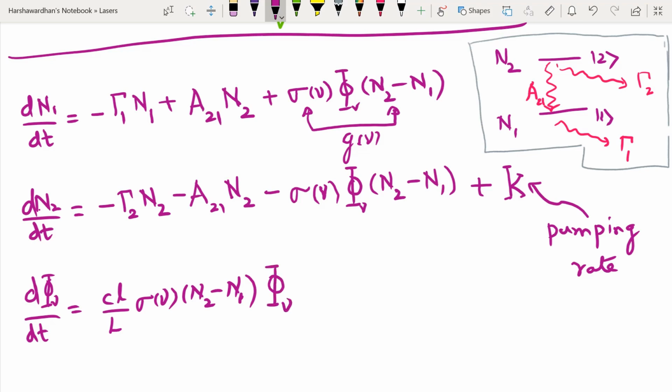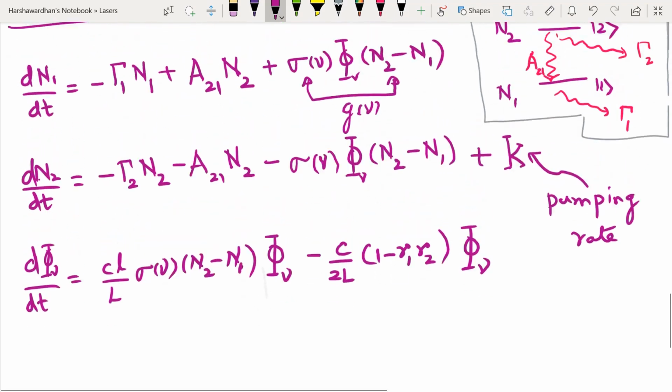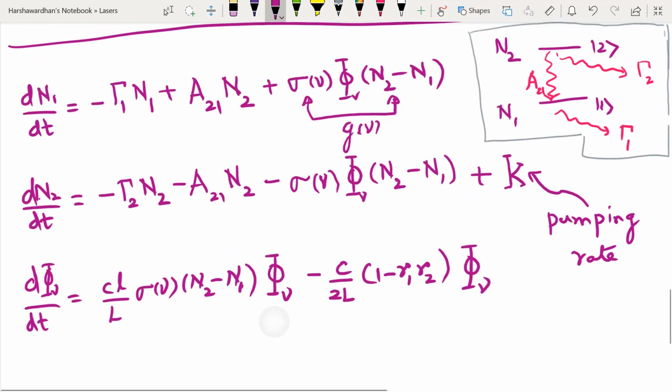This is the term arising out of change of the photon flux due to stimulated emission and absorption. And you have the loss rate, which is governing the outcoupling of the cavity photons as the lasing output itself, which is c by 2L, 1 minus R1 R2 times phi. So these three are my governing equations that basically look at the rate of change within the cavity.